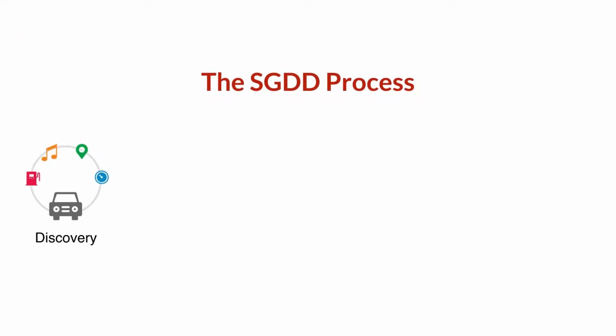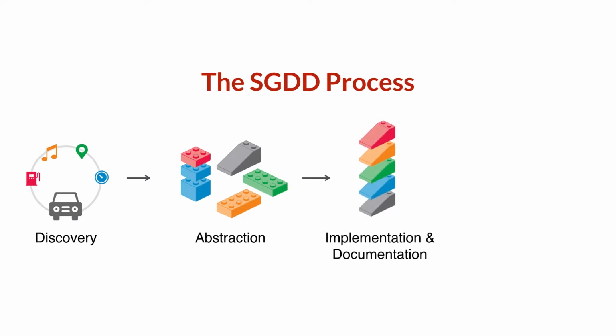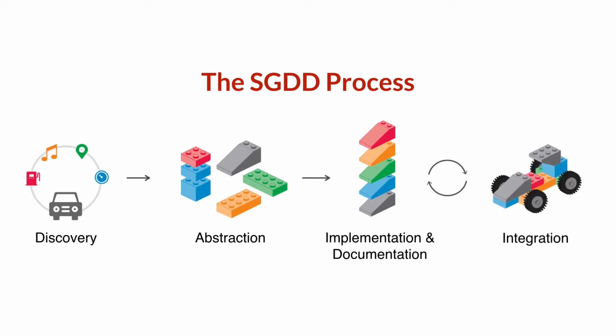At a high level, the Style Guide Driven Development flow looks like this. The process starts with the discovery phase, where the problem at hand is understood and requirements are gathered. Next, there's an abstraction phase, which is basically the exercise of breaking down the design solution into smaller and more manageable parts. Then, implementation and documentation take place at the same time. And lastly, during the integration phase, the implementation that has already been documented and tested is integrated into the application where the final refinements are done.